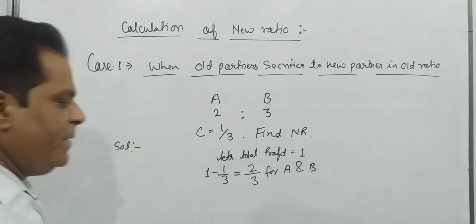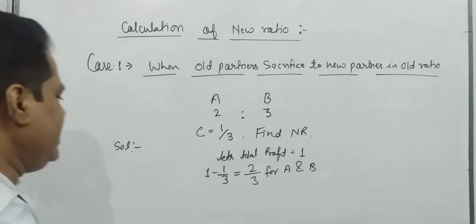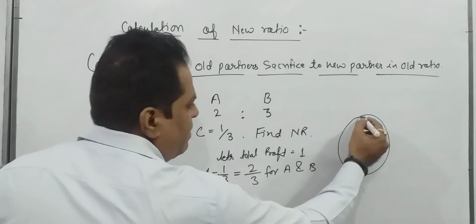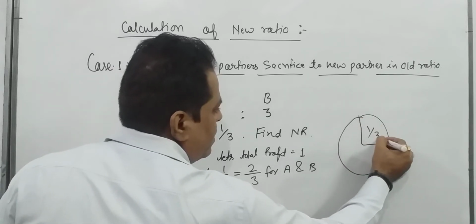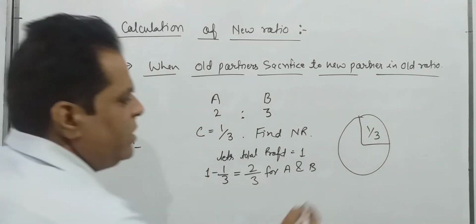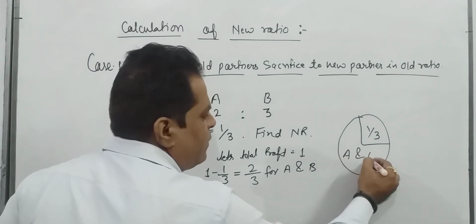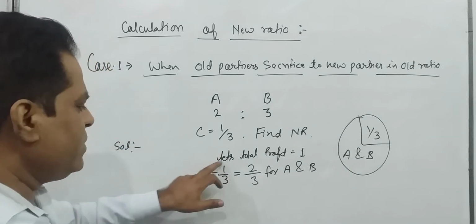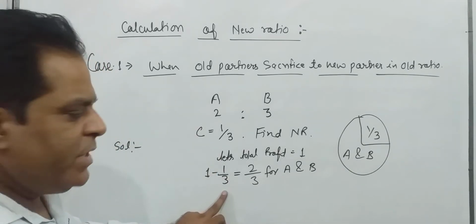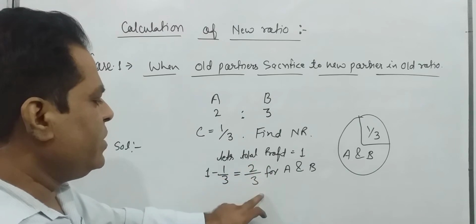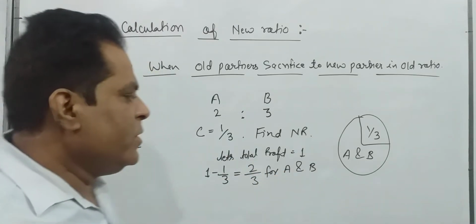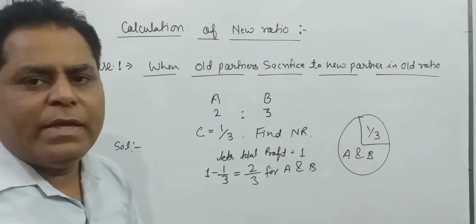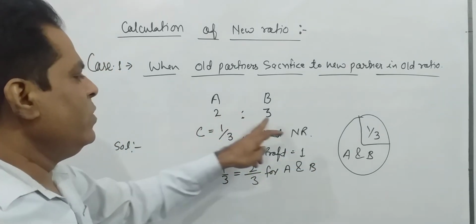Now see, this is the entire share. If 1/3 part we are giving to the new partner, so the remaining part is for A and B. Same thing I have done here also. 1 minus 1 upon 3 for the new partner. How much remaining? 2 upon 3. This 2 upon 3 is for A and B. So this remaining part will be distributed by A and B in their old ratio 2:3.